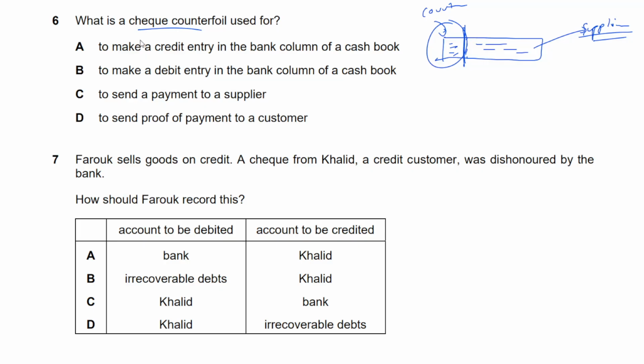So how will we use it? We will use it to make a credit entry in the bank column of the cash book because it's during the payment, isn't it? So this is similar to the previous question, the one that came in the previous paper, but a little bit different in terms of the answer.